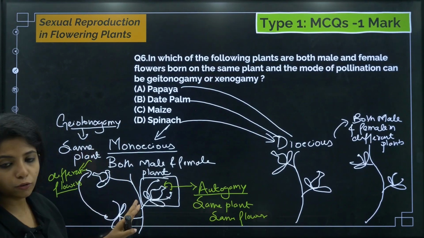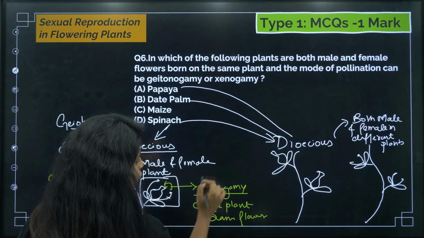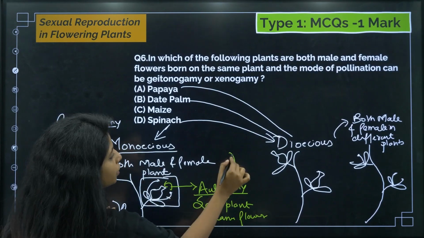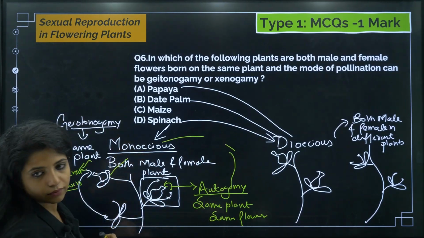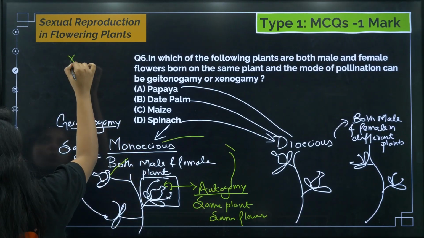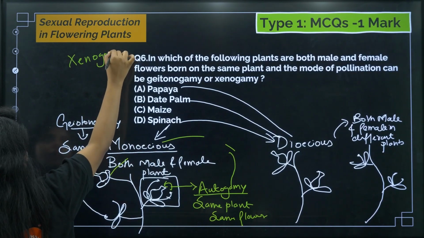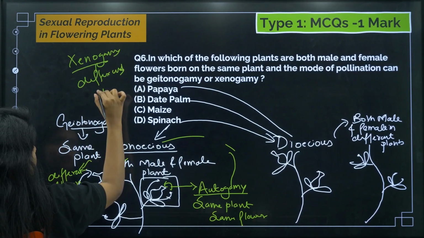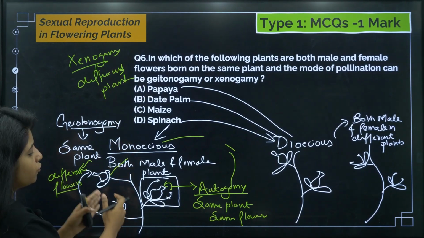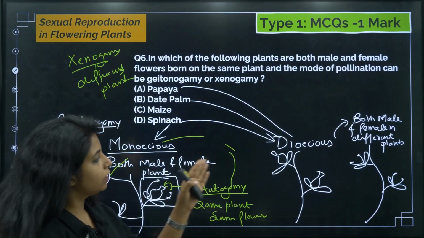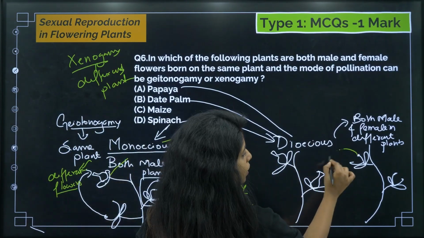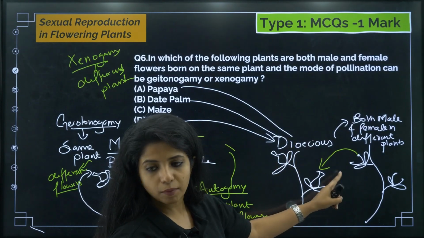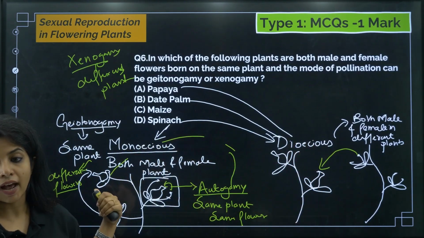So this is the monoecious plant. Similarly, if there is another monoecious plant, from here to here, obviously things can go. Xenogamy is altogether different, where you are talking about different plants itself. It's not the same plant. If you have two plants like this, from here to here things can go, and similarly from here to here also. So xenogamy is possible for both dioecious and monoecious.